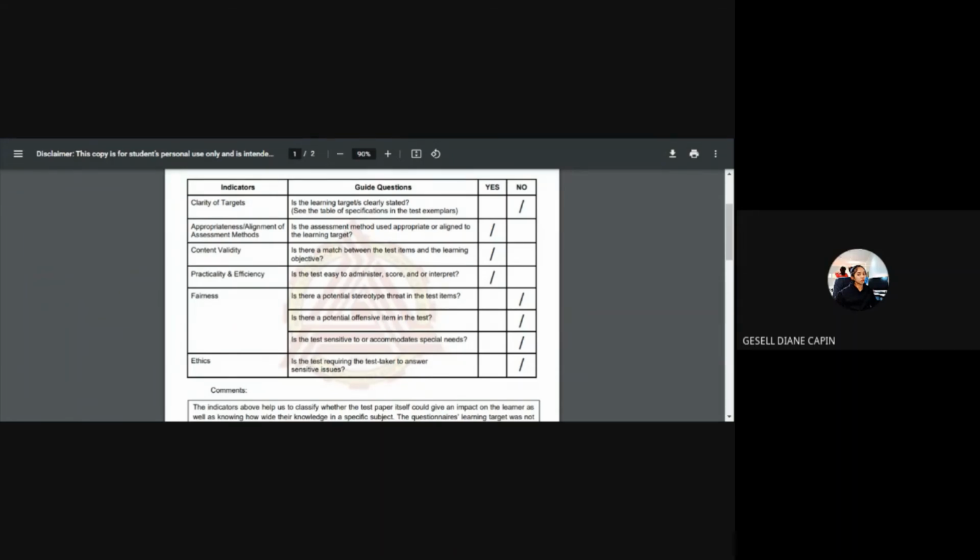In the last indicator, which is the ethics, our group decided that we answer no to the guide question because we didn't see any sensitive issue that the test taker may answer.